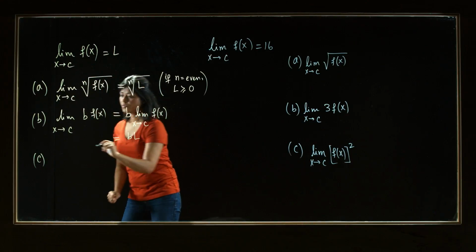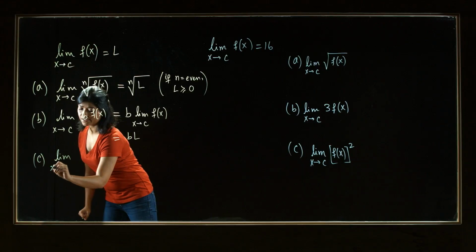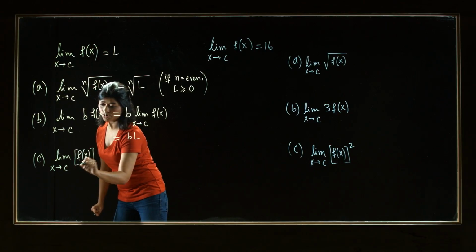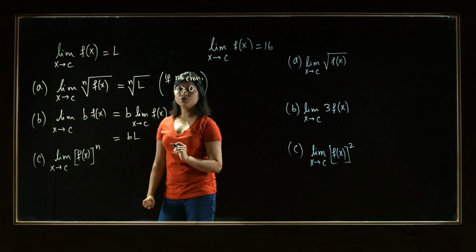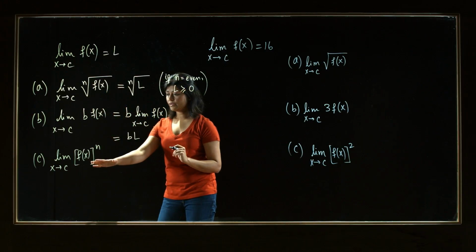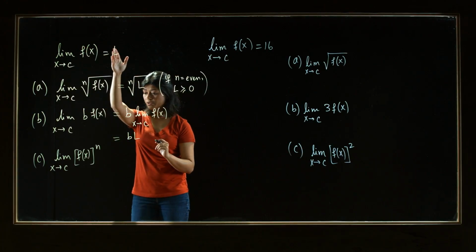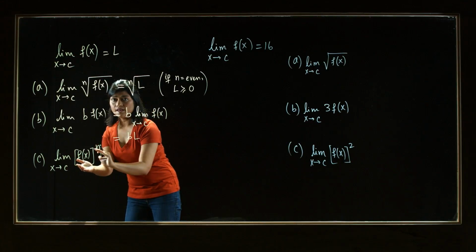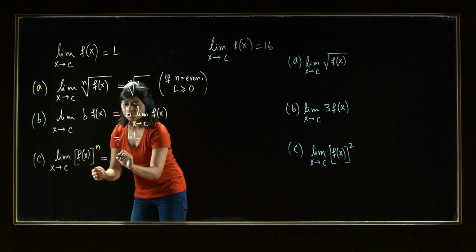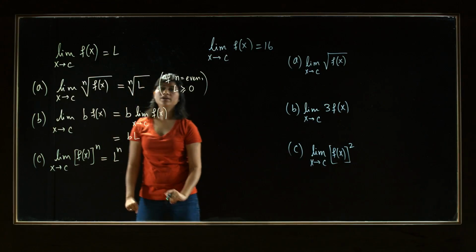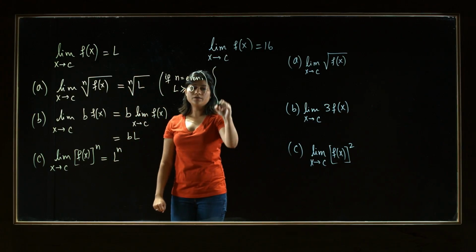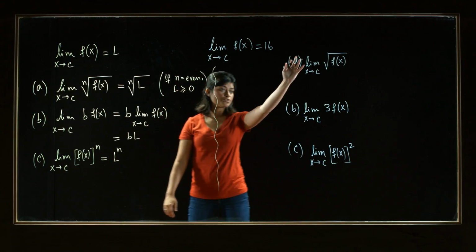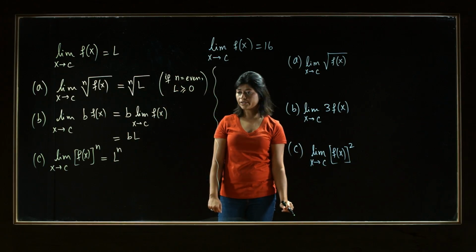The last property is the limit as x approaches c of the function f to the power of some positive integer n. Again, if the limit already exists, we know the value, then this is just substituting the value L for f. So it's just going to be L to the power n. So those are the basic properties of limit. Let's use them and try to solve these three limits right here.